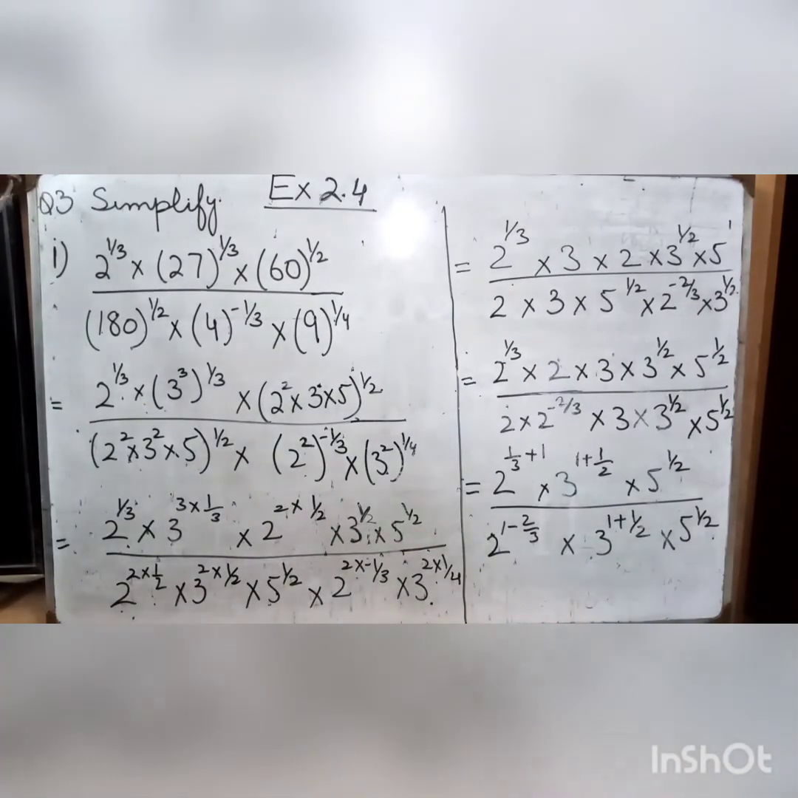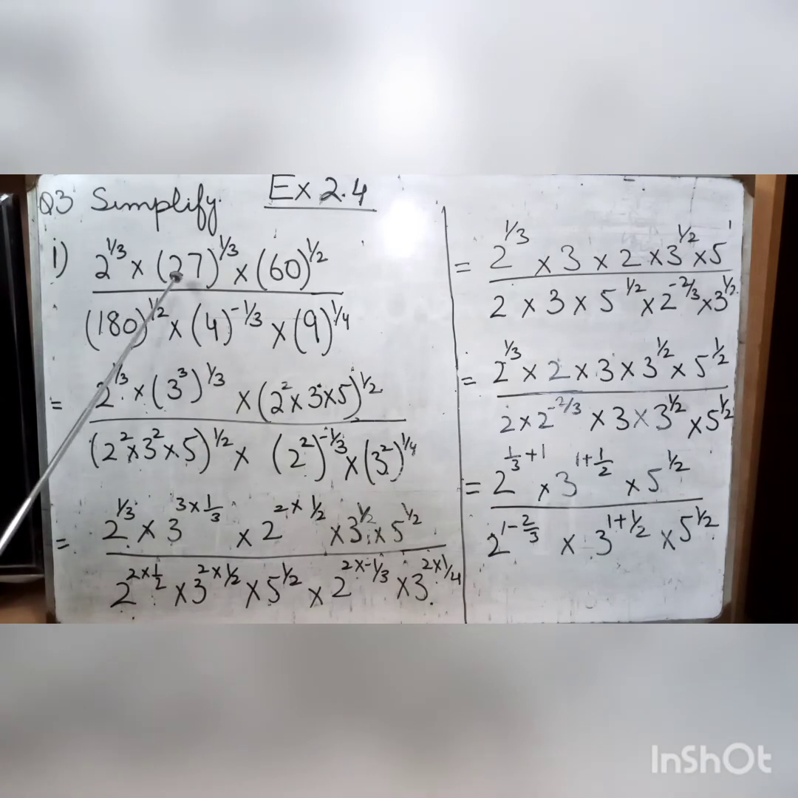Question number 3 of exercise 2.4, first part. 2 raised to power 1 over 3 multiplied by 27 raised to power 1 over 3 multiplied by 60 raised to power 1 over 2, divided by 180 raised to power 1 over 2, 4 raised to power minus 1 over 3, 9 raised to power 1 over 4.